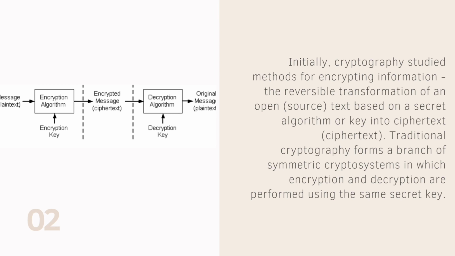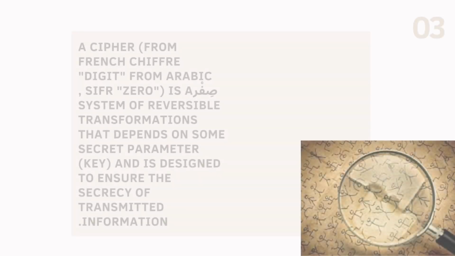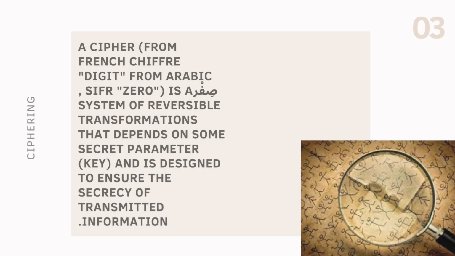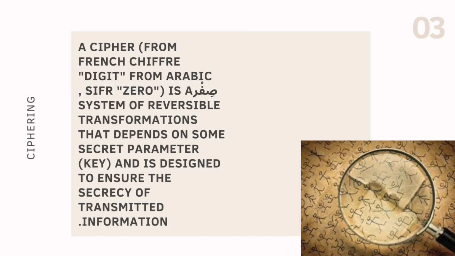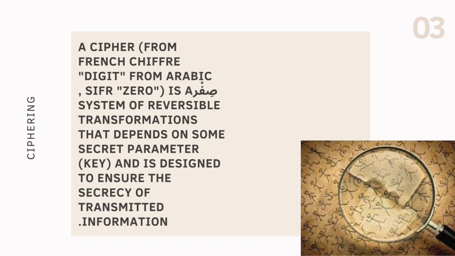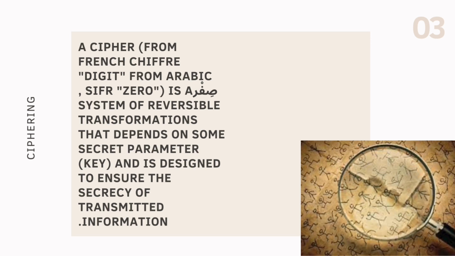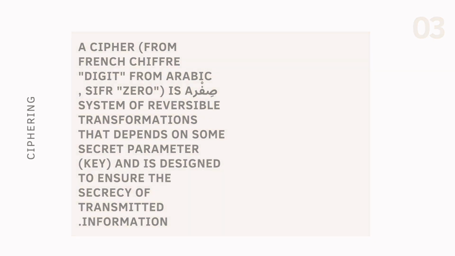A cipher, from French cipher, digit, from Arabic cipher, zero, is a system of reversible transformation that depends on some secret parameter and is designed to ensure the secrecy of transmitted information. In cryptography, a cipher is an algorithm for performing encryption and decryption, a series of well-defined steps that can be followed as a procedure. An alternative, less common term is encipherment.